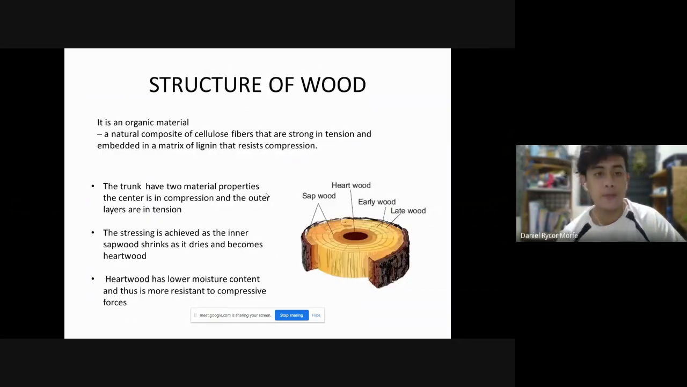Next is the structure of wood. Wood, as we all know, is an organic material. It is a natural composite of cellulose fibers that are strong in tension and embedded in a matrix of lignin that resists compression. Now, the wood has two material properties. The center is in compression and the outer layers are in tension. As you can see here, this is the hardwood. This is more resistant to compressive forces because the center is in compression, as new wood emerges from the side, the old wood is compressed in the center. That's why the center is in compression and the outer layers are in tension.